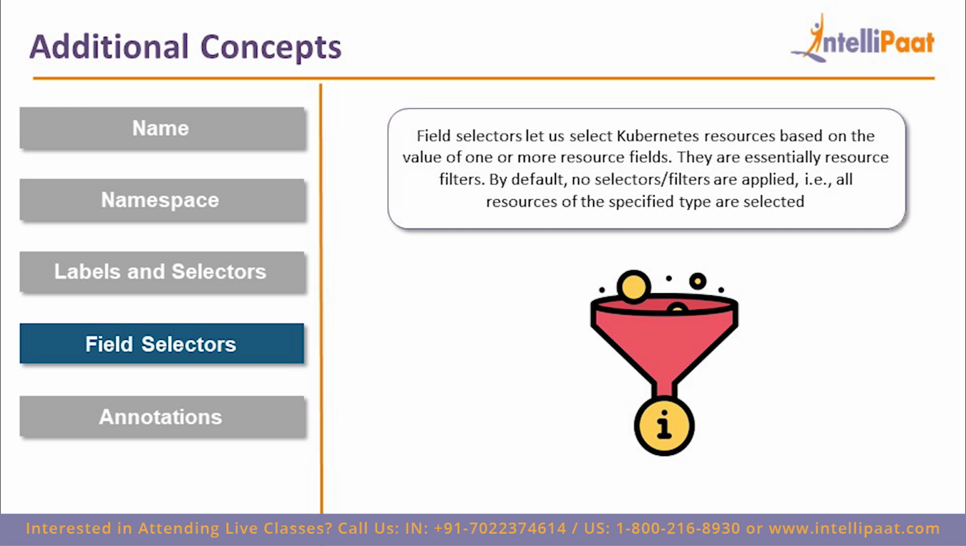Moving on to field selectors. Field selectors let you select Kubernetes resources based on the value of one or more resource fields. So field selectors are essentially resource filters. By default, no selectors or filters are applied. So if you do not define it, by default there are no selectors or filters applied, meaning that all of the resources of the specified type are selected. If you specify a type of resource, everything will be selected if you do not define a field selector, right? So you have to define it. By default, everything will come inside of it.